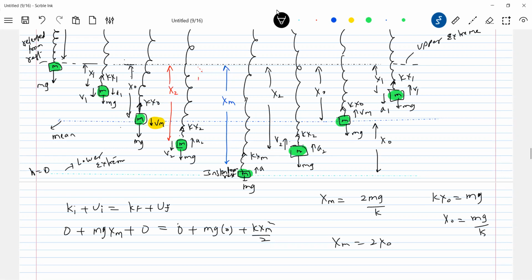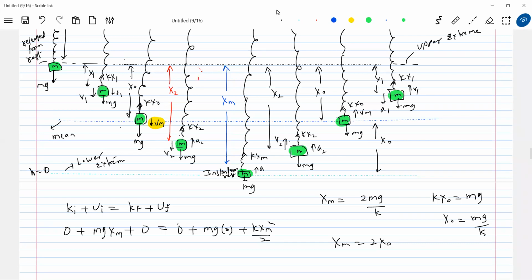So where should you equate forces? At the mean position. Got this one? At extreme points, you should not equate the forces. You should not say spring force equals weight. At the mean position, spring force equals weight. And where is the maximum acceleration? At the extreme point. And acceleration at the mean position will be 0. Like that, this particular block will describe to and fro motion.